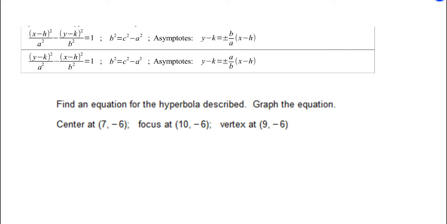The major difference between these two equations is that the first one has the x term being positive and the second one has the y term being positive. Whichever one is positive is going to help you determine the orientation. Because the x term is positive in this first equation, this is the equation for the horizontal orientation. And when the y term is positive, that's our vertical orientation.